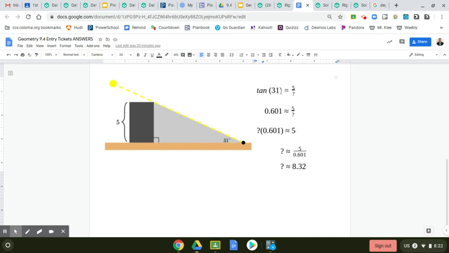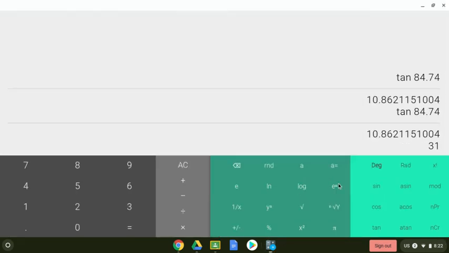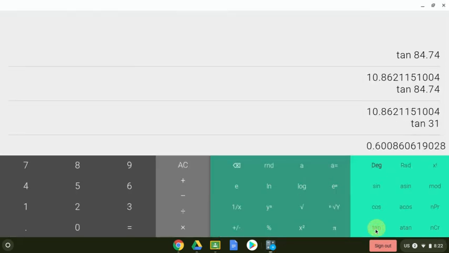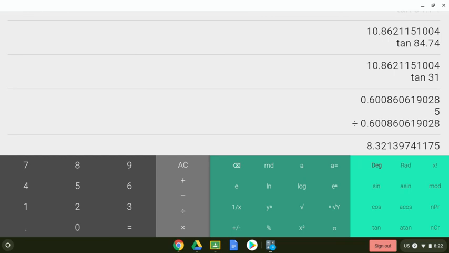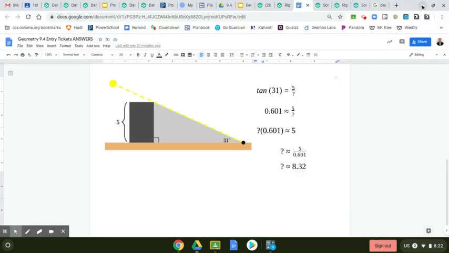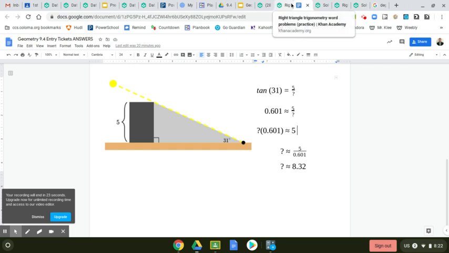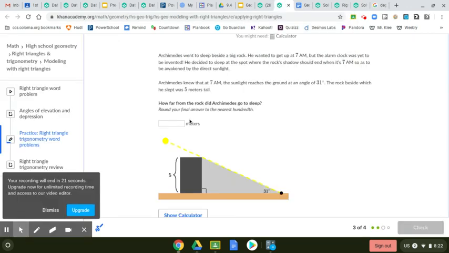I don't know it. I'm going to grab my calculator. And again, calculator, 31. I'm going to make sure I'm in degree mode. I'm going to hit tangent. And then I'm going to do the 5 divided by that number. And I advise copying and then pasting that number to avoid rounding error. You get 8.32. And probably the hardest part of this whole thing is make sure that you round it correctly when you type it in. It's nearest hundredth, 8.32, and I'm correct.